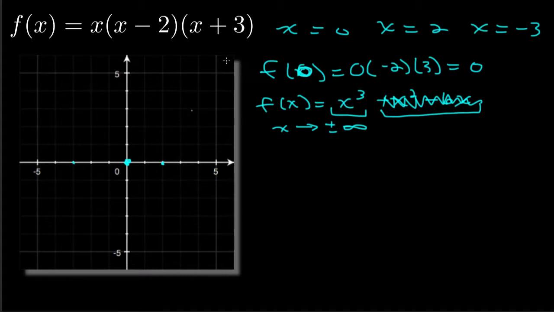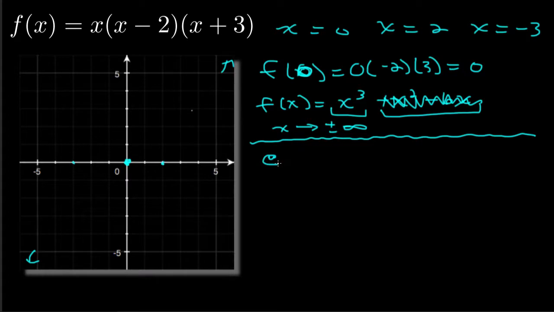So to remind myself, I'm going to put a little arrow up here and a little arrow down here, because we know that a cubic function tends to go towards positive infinity as x gets large positive, and tends to go towards negative infinity as x gets large negative. The last step is to figure out the behavior near the roots. I'm going to take each root individually and plot what the behavior looks like.